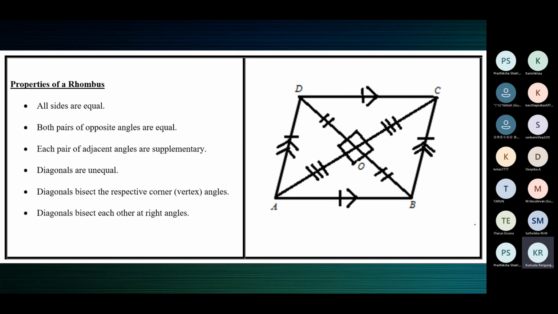Yeah, that's about a rhombus. So the definition of a rhombus is a parallelogram in which all sides are equal. A parallelogram in which all sides are equal is a rhombus. That's all.